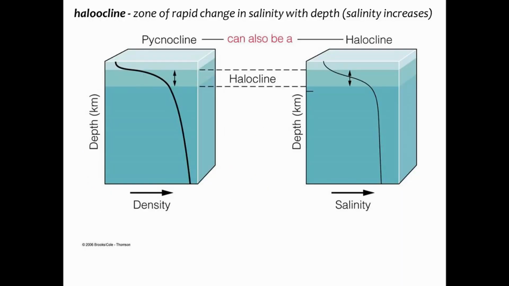What we see in terms of changes in salinity is that it very closely mimics the pycnocline. So we not only have a thermocline looking at changes in temperature and a pycnocline looking at changes in density, but we can also have a halocline. This is a zone of rapid change in salinity with depth, and we see that it very closely follows the pycnocline.